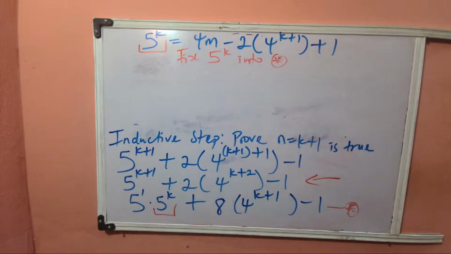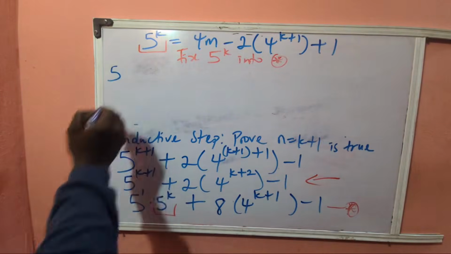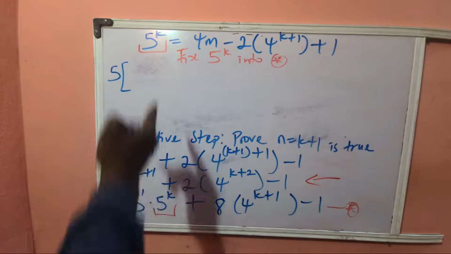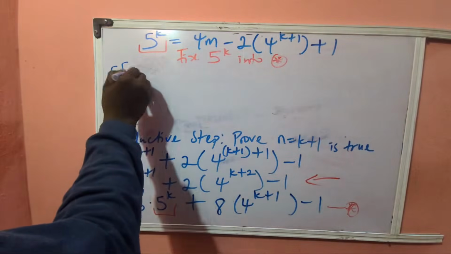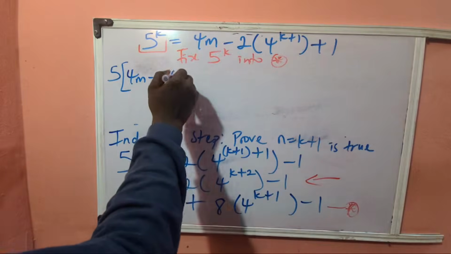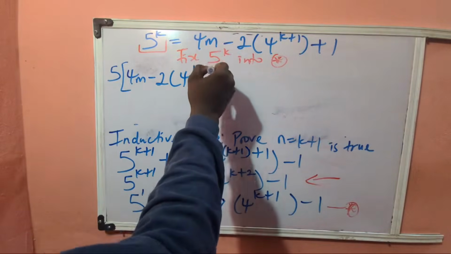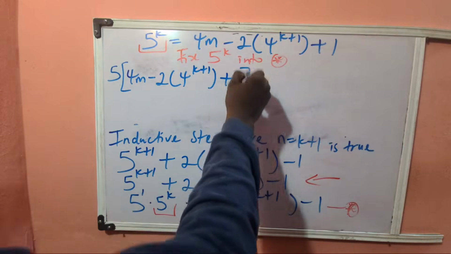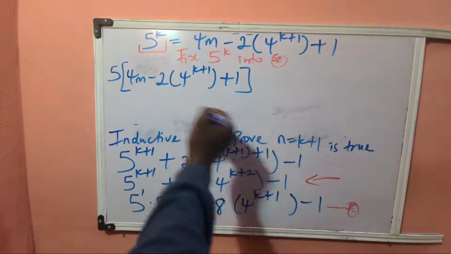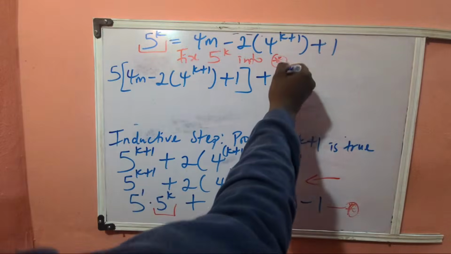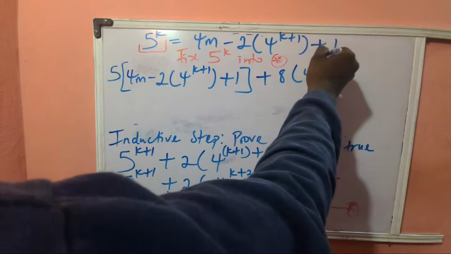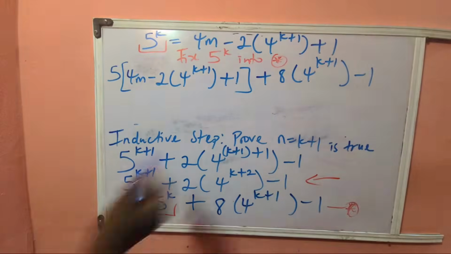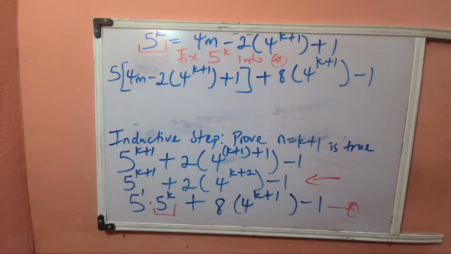So what we're going to have now is 5 raised to the power 1, which is still 5, into bracket. Now we're fixing our 5 raised to the power k there: 4m minus 2 into bracket 4k plus 1 plus 1. This is me fixing. I'll fix the whole of 5^k there. And don't forget, I have this plus 8 into bracket 4k plus 1 minus 1. So here we are. I have fixed in 5 raised to power k into my equation for n equals to k plus 1.